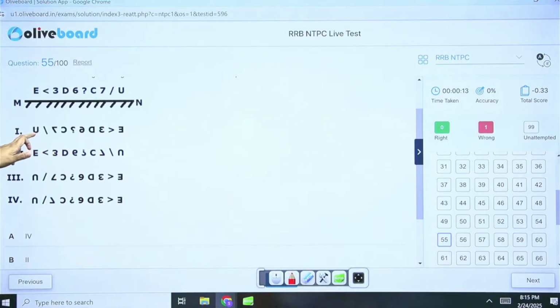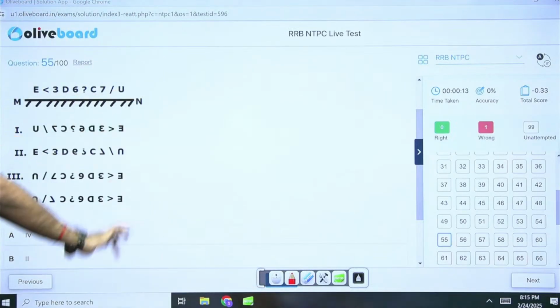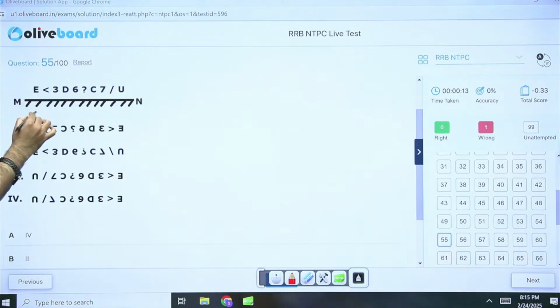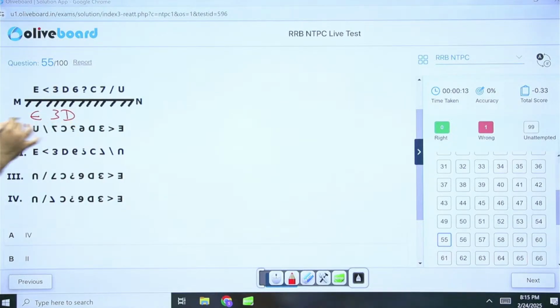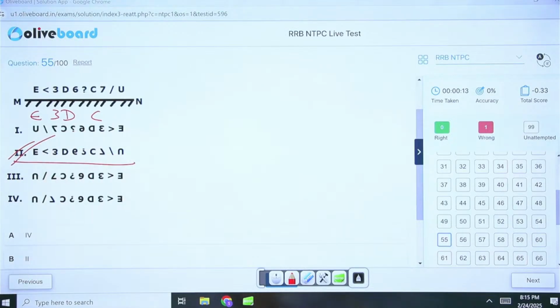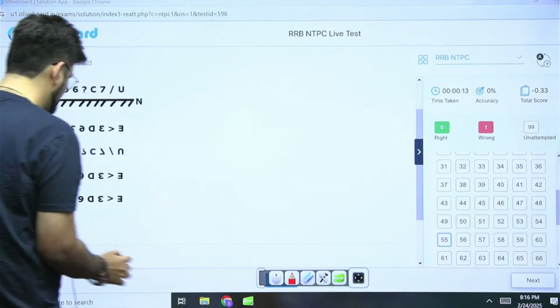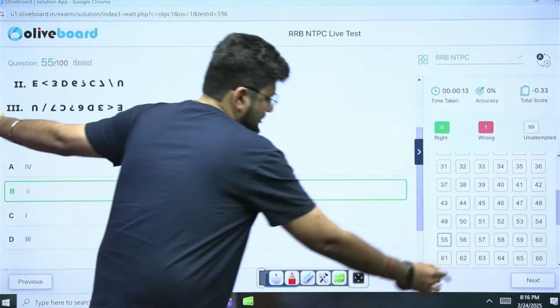Okay, next 55. Oh, extremely easy. They are asking you the water image now, right? Basically, the mirror is placed here, so they are asking you the water image. Water image of E is going to remain the same, D is going to remain the same, and 3 is also going to remain the same. Okay. Now, C is also going to remain the same. Now, in this case, if I just look at the options, I can only find one answer, that is option B, figure 2, which will be my correct answer. See, there were questions at this level also. 57.